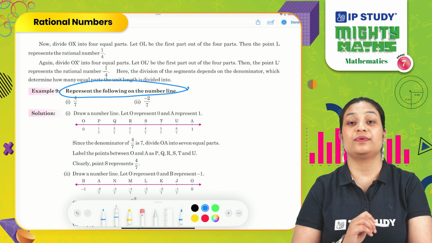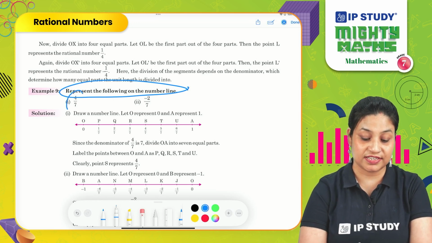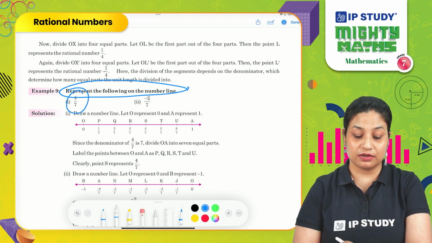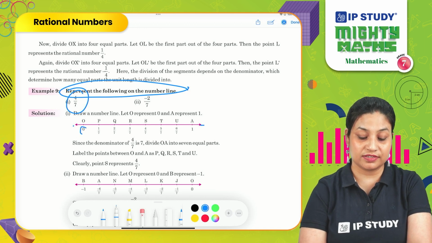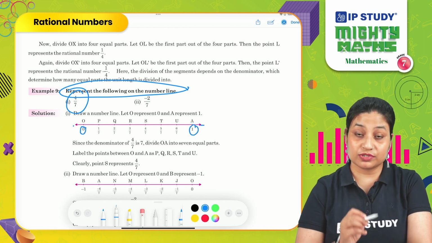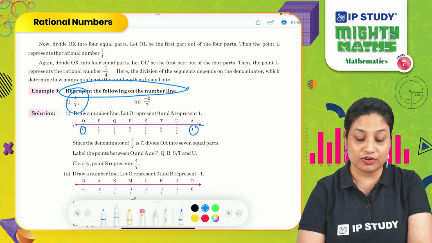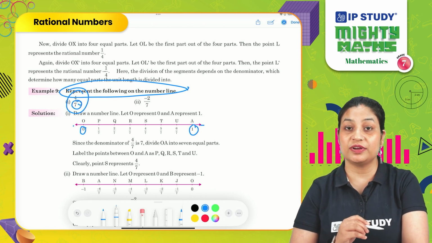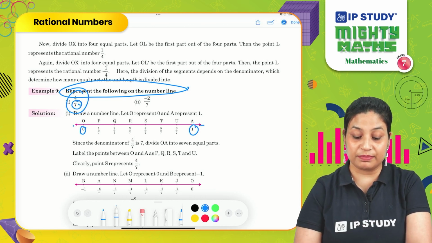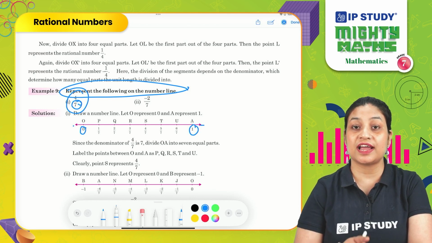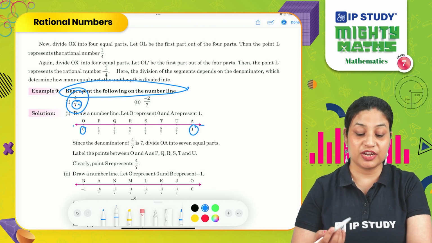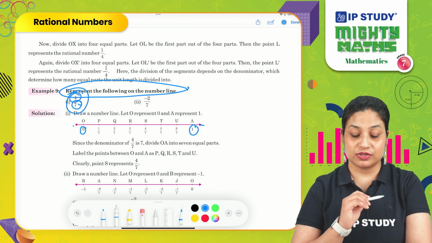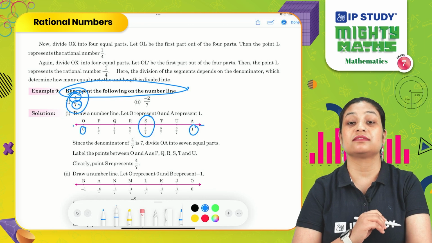So here, let's take an example. Represent the following rational number on a number line. So let's take this example, 4 by 7. So here, you can see a number line is drawn from O to A. Then I've written over here 0 and 1. So what we have to do, we have to check what is our denominator. We have 7 as our denominator. It means between 0 and 1, this line is divided into 7 equal parts, right? And out of 7 equal parts, how many you have to represent? You have to represent 4. So it is at S.